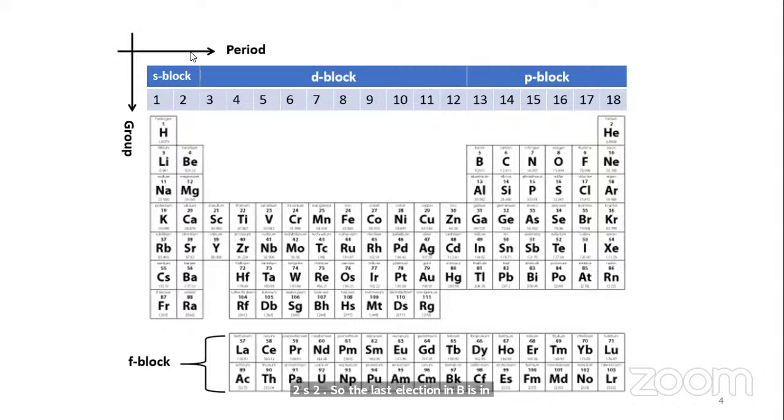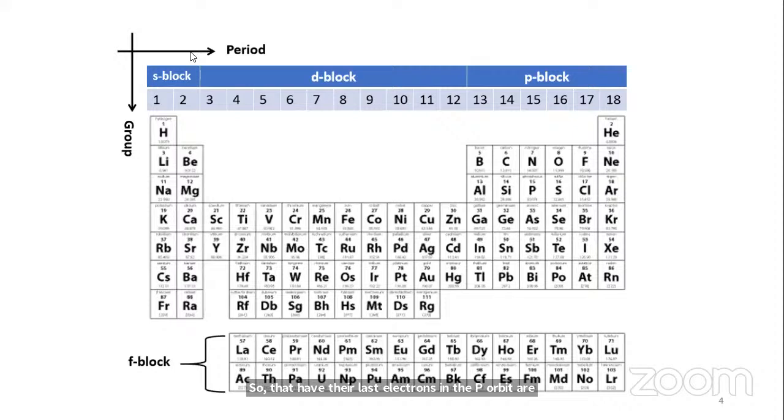The last electron in carbon is in a p orbital. The last electron in nitrogen is in a p orbital. In oxygen is a p orbital. In fluorine is a p orbital, and in neon is also a p orbital. So elements that have their last electrons in the p orbital are said to be p block elements.